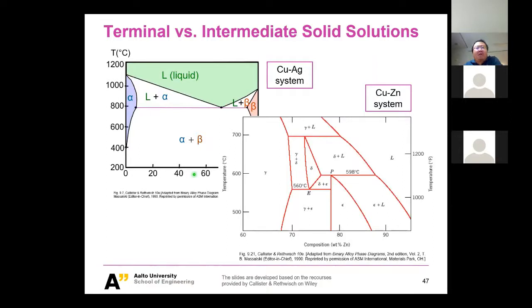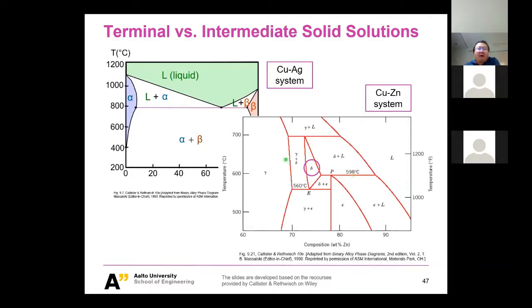So still copper as the matrix. So we replace the silver by zinc. And this is not the full phase diagram. You can see this is a zoom in of the phase diagram. I'm just giving you the temperature between around 500 to 700, and the zinc composition is from 60 to close to 100. So this is not all of it, because I want to zoom in and give you an emphasis about this, for example, this delta phase.